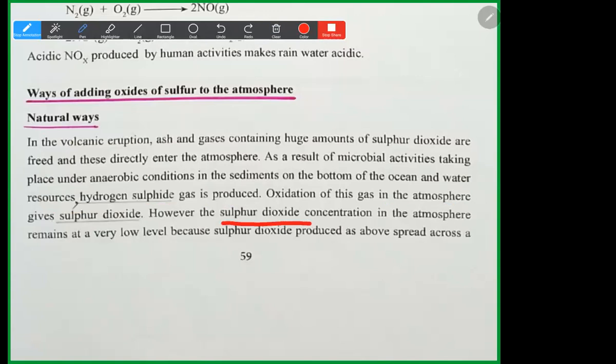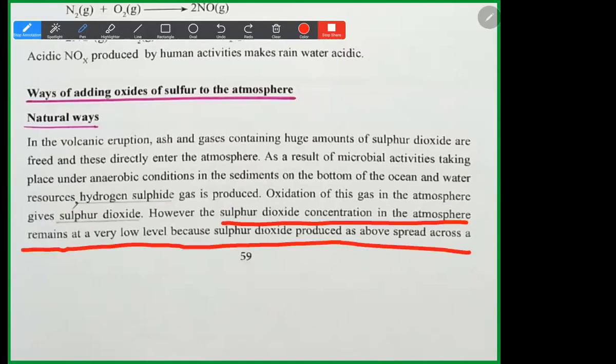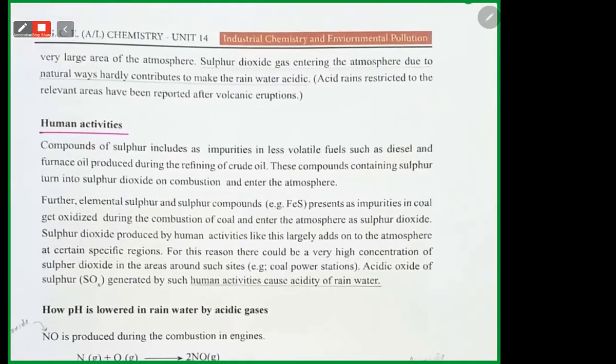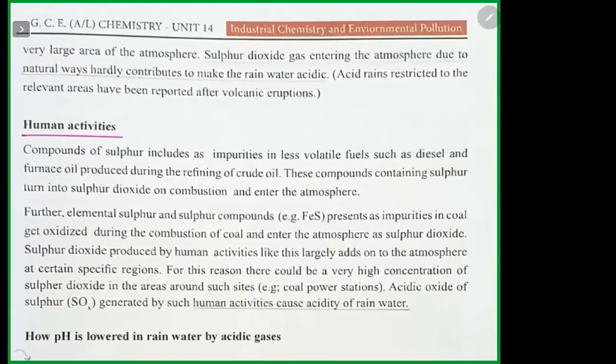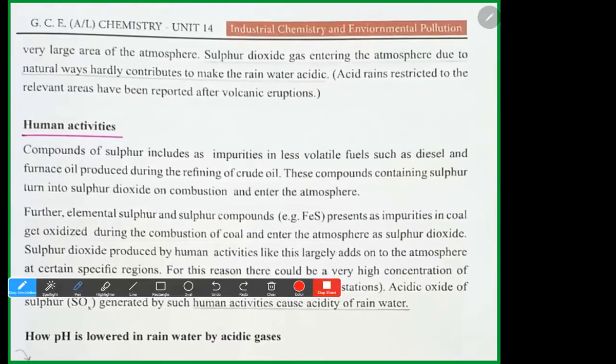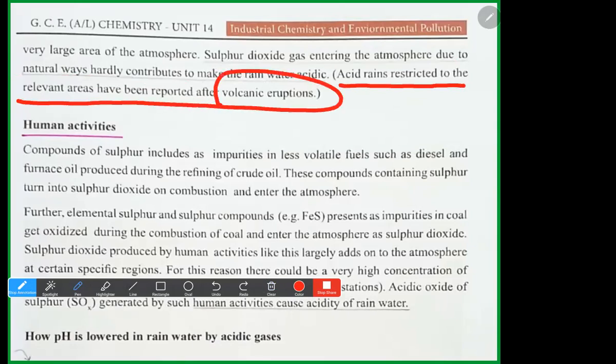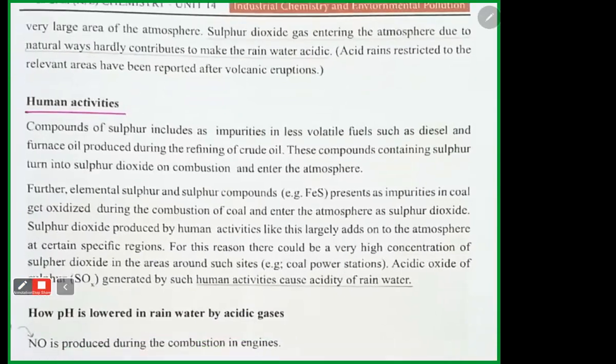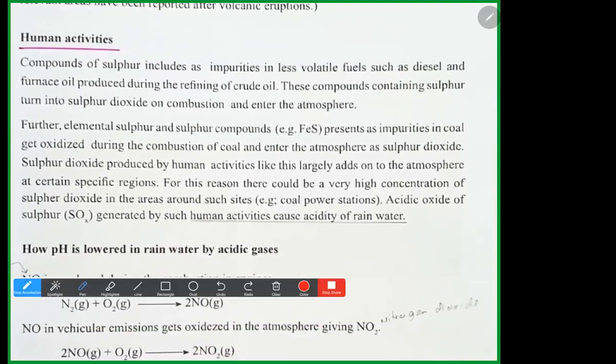However, the sulfur dioxide concentration in the atmosphere remains at a very low level because sulfur dioxide produced as above spreads across a very large area of the atmosphere, so it gets diluted. Sulfur dioxide entering the atmosphere by natural ways hardly contributes to making rainwater acidic. Acid rains restricted to the relevant areas have been reported after volcanic eruptions, only closer to volcanoes. Okay, human activities have high impact.